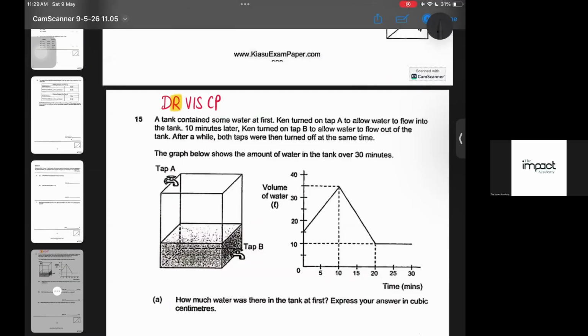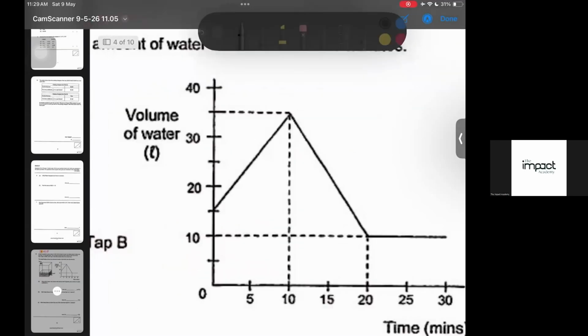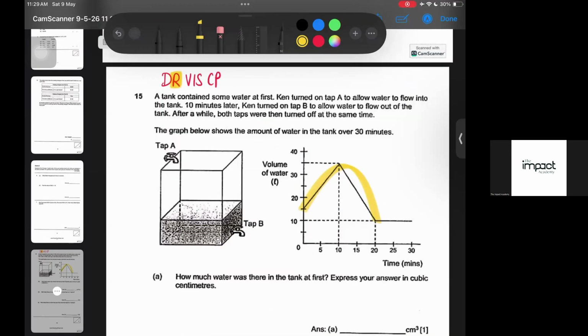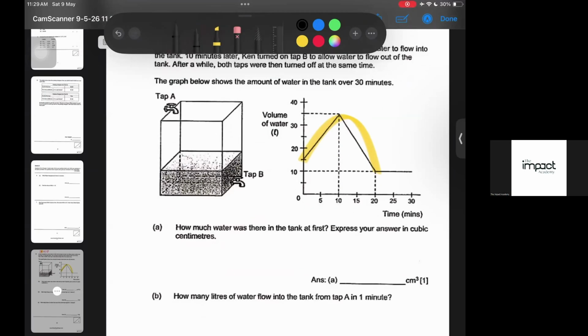Okay? So what he did was he turned on. Can you all see in this graph itself, if I turn on the tap, isn't it true that the volume will increase? Okay, volume increase. Why is it that there's a drop? Why do you think there's a drop? Yeah, tap B. What is the job of tap B? Tap B is to take up water. Tap A give, tap B take. Tap A give, tap B take. Understand? Alright, so let's first start with the first question.